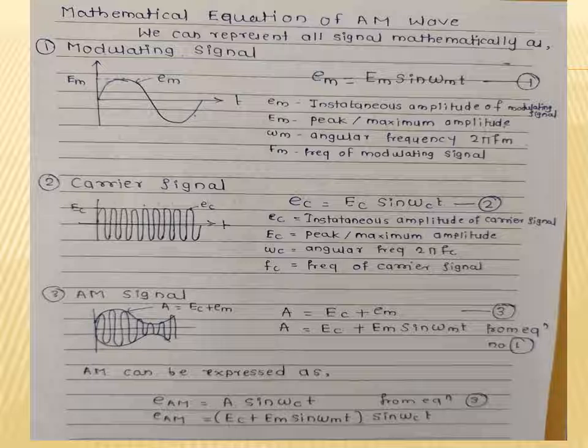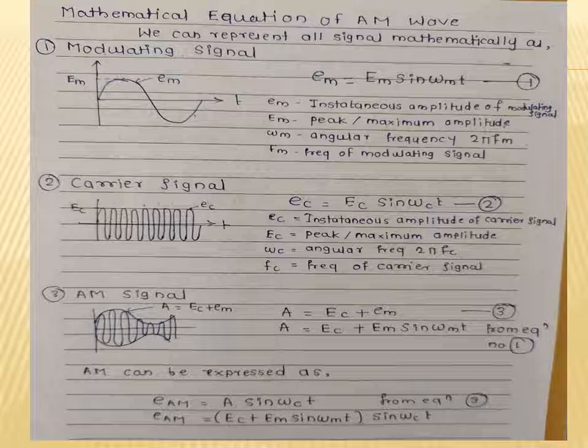Next one is omega m. What is omega m? It is the angular frequency. Next one is FM. What is FM? It is the frequency of the modulating signal. Why is M written? Because M stands for the modulating signal.